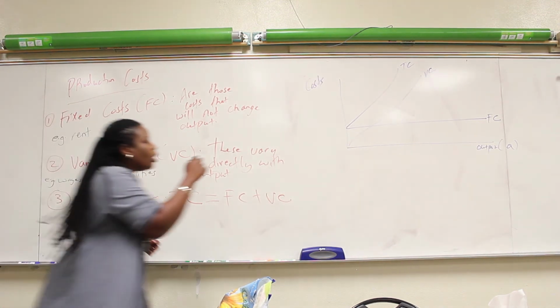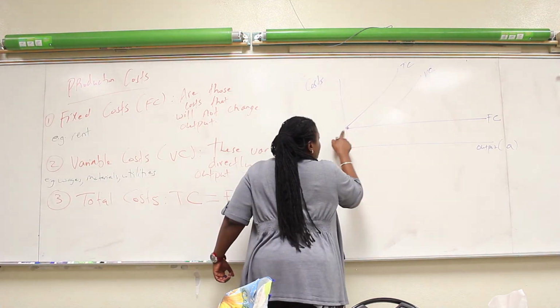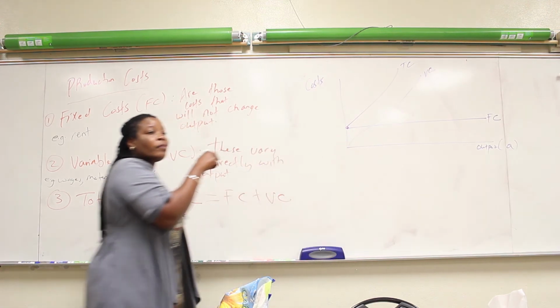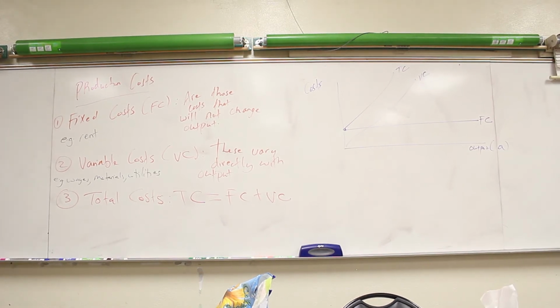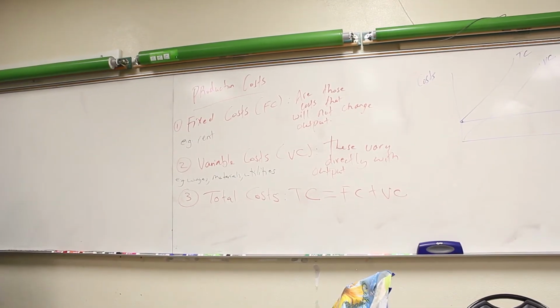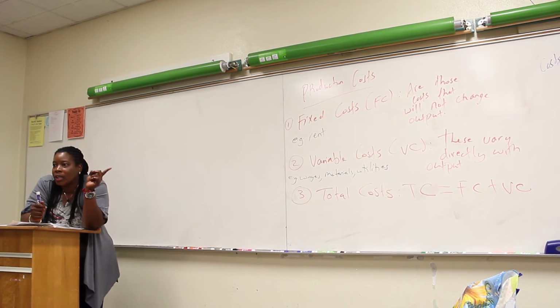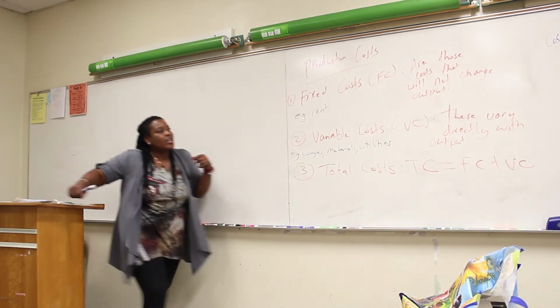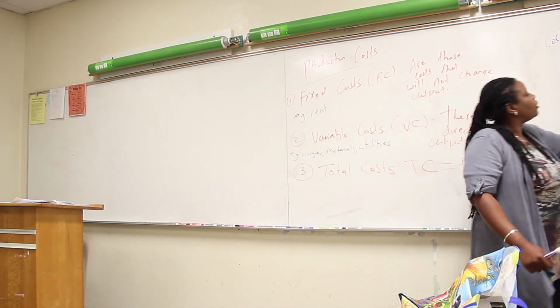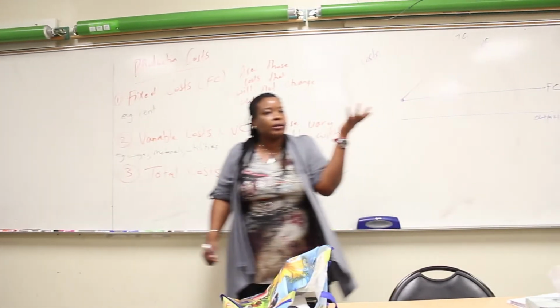Now notice when output is 0, your total cost is equal to your fixed costs. Even when you produce nothing, you're still paying fixed costs. Remember that 10-year lease you signed? You still gotta pay it. So when output is 0, your total cost is still equal to your fixed cost. That's why we started up there rather than at 0. And it slopes upward. And really the distance between here and here is your fixed cost.